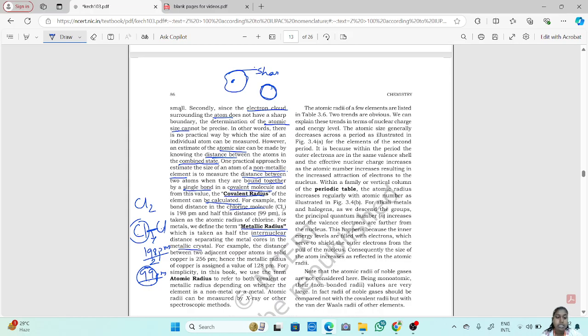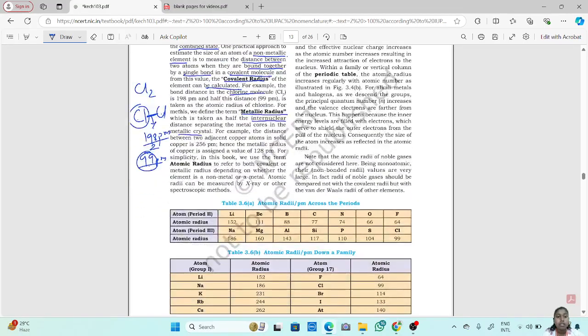For example, the distance between two adjacent copper atoms in solid copper. If you have two copper atoms, the distance between them in the solid is 256 picometers. Hence the metallic radius of copper is assigned a value of 128 picometers.